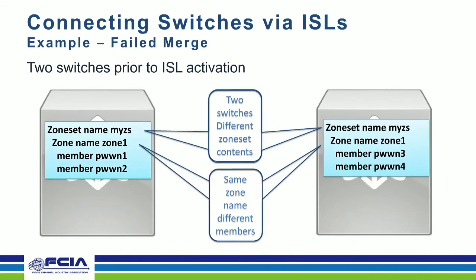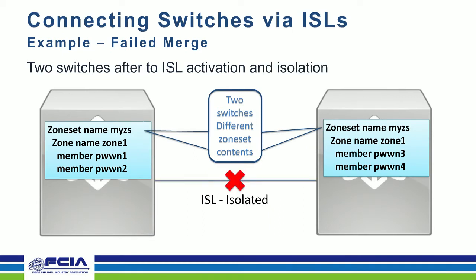However, if you have a similar situation, where you have the same zone name on each side, but it contains different members, at that point that's going to cause an exception, and the ISL will be isolated. We will not take those two zones that are the same name and merge their members, because that might result in a communication that's unintended between the different devices.